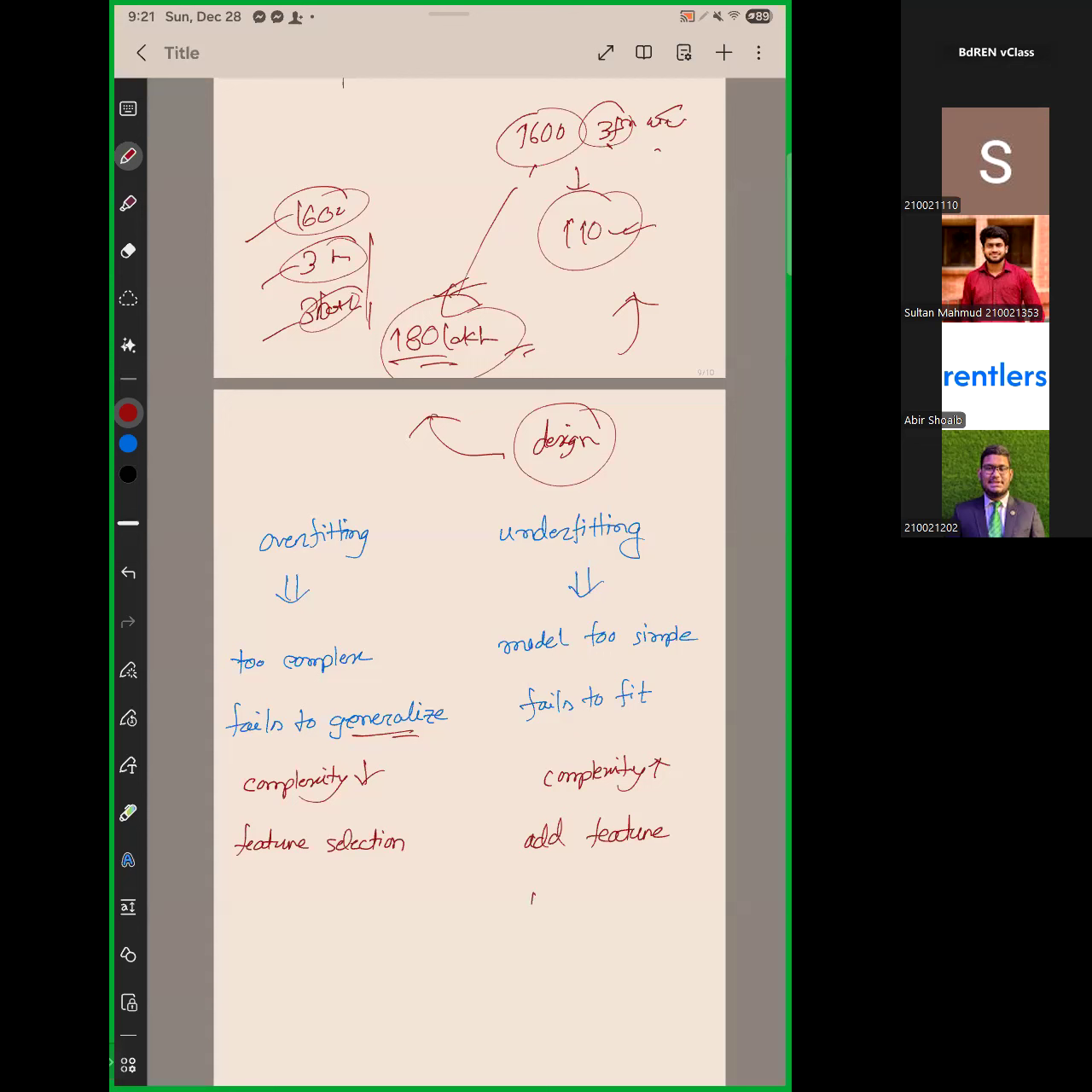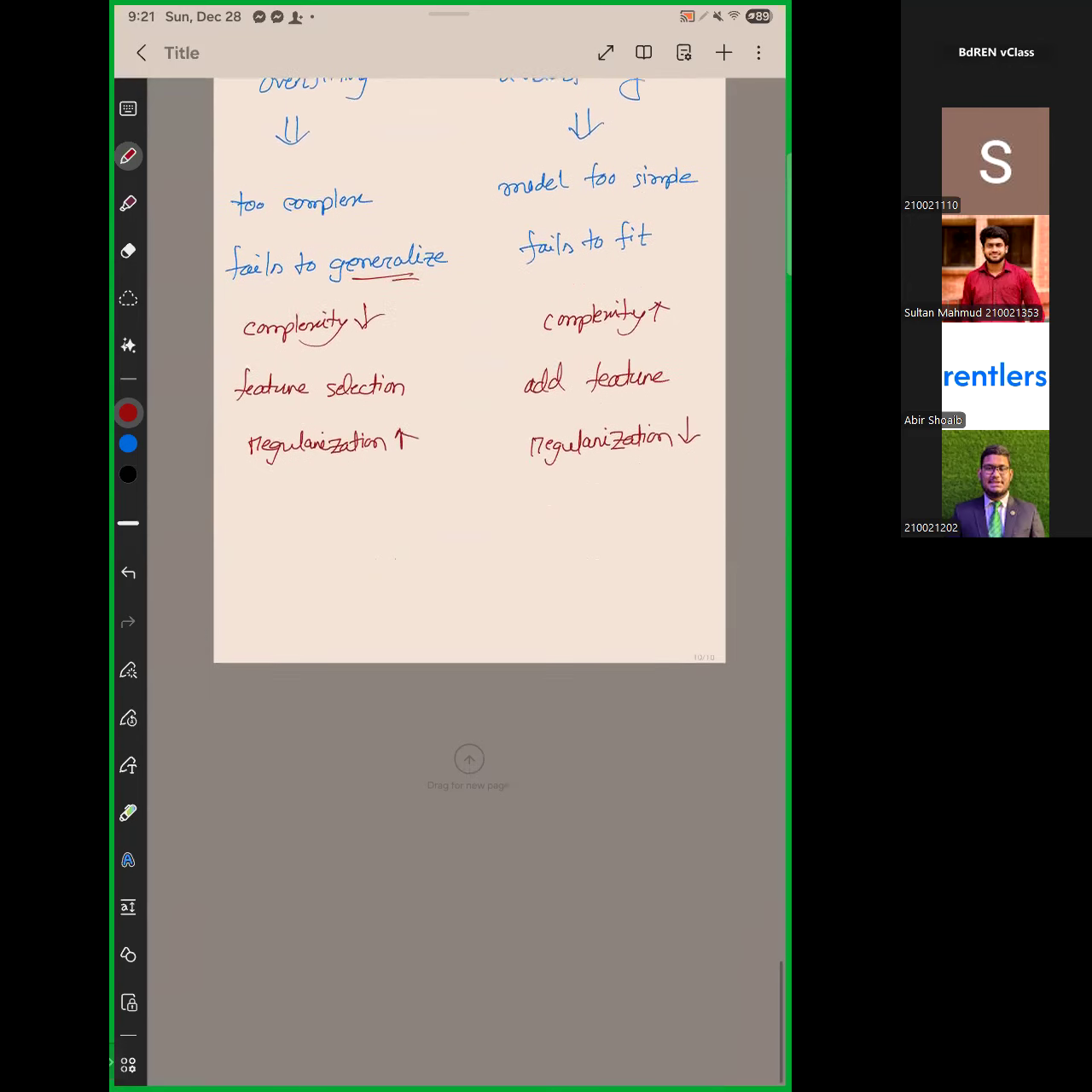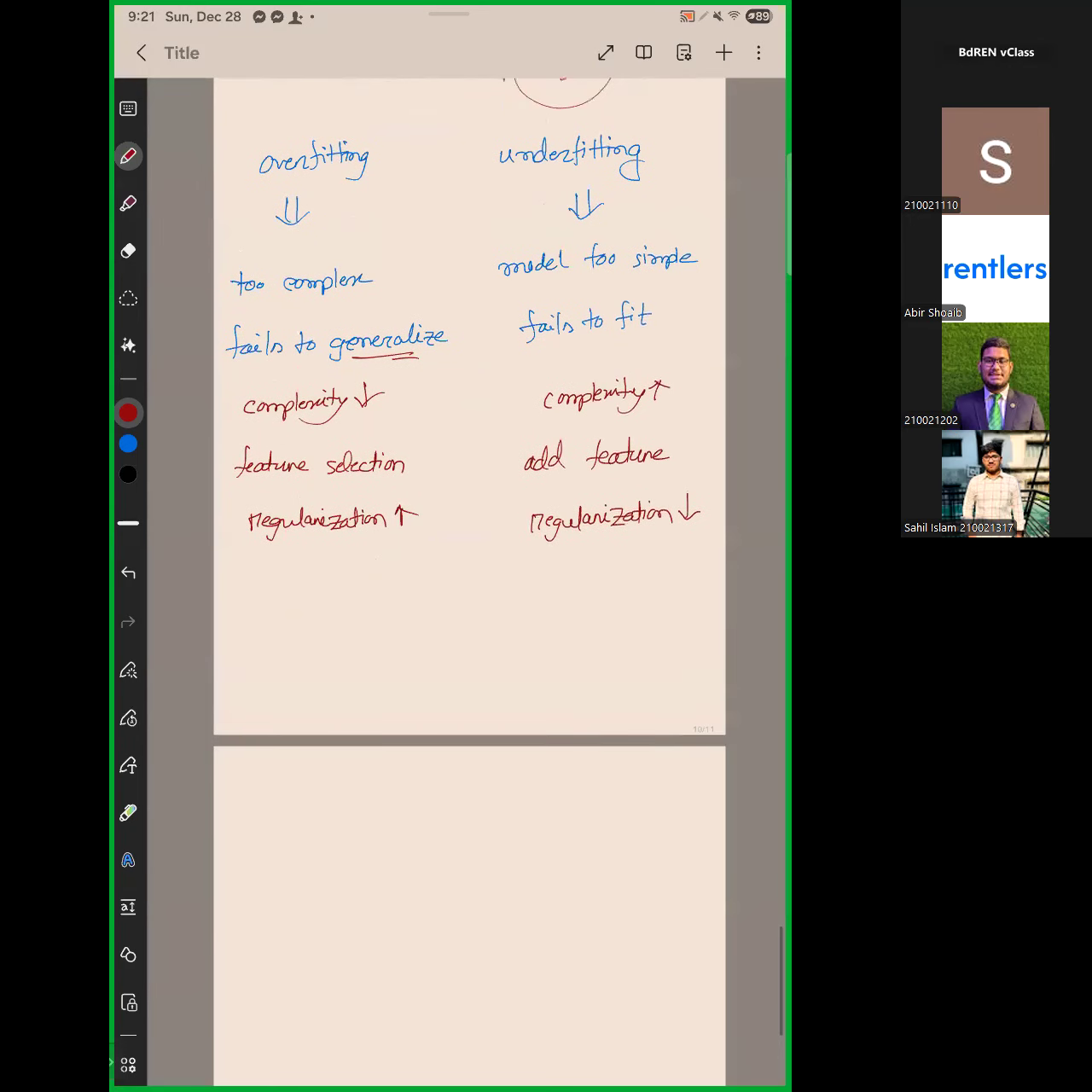আচ্ছা, রেগুলারাইজেশন একটা টার্ম, এটা একটু পরে আমরা পড়বো। ওভারফিটিং এর জন্য রেগুলারাইজেশন বাড়াইতে হবে। What is regularization? I will discuss it in a moment, a little bit later.